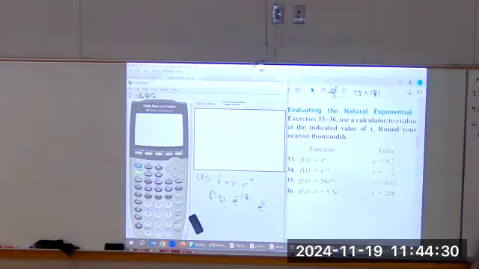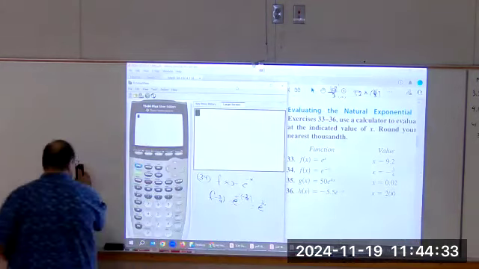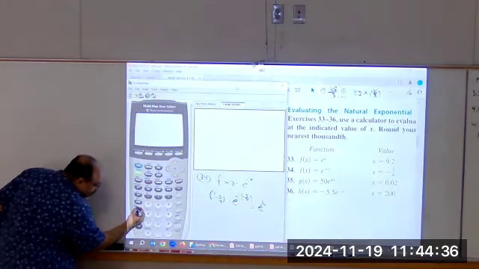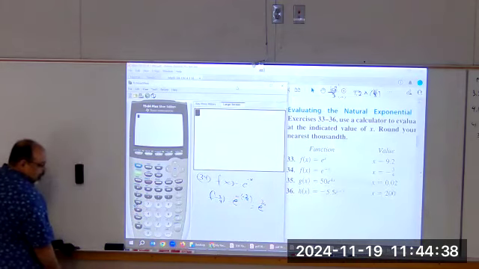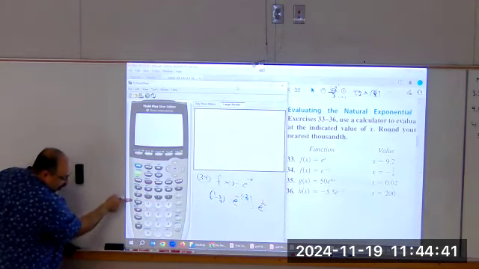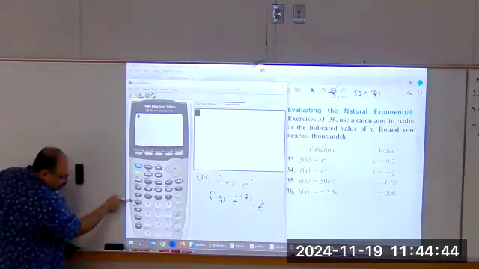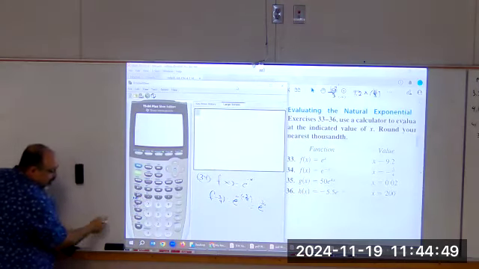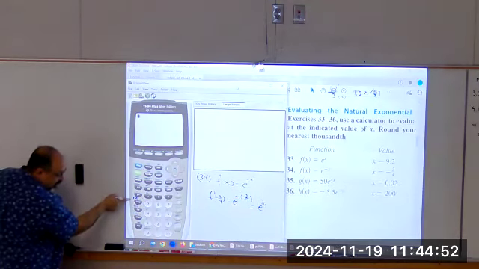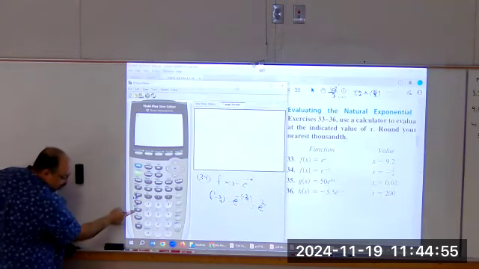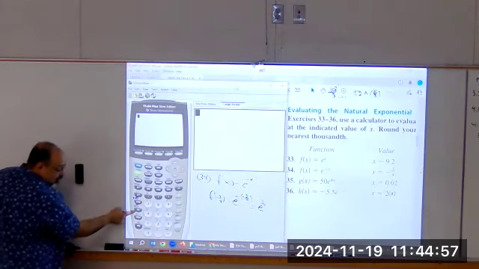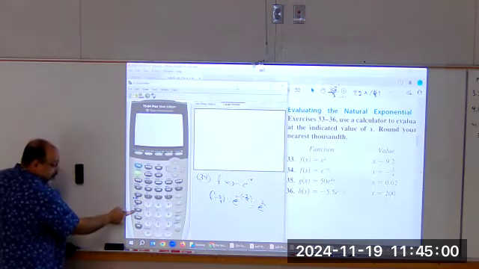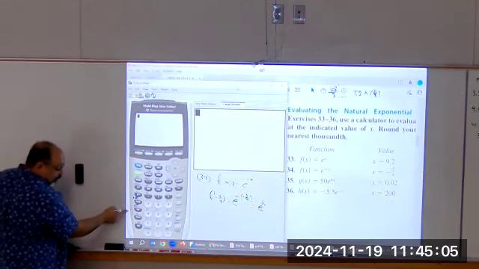Not when you're dealing with e. Right here, there are 2 logarithm buttons. You have LOG, you have LN. LOG is the common log button. Right above it is a 10 to the x. That common log button is base 10, that's why 10 to the x is above. This LN is the natural logarithm button. The natural logarithm is base e, that's why they're one above the other.